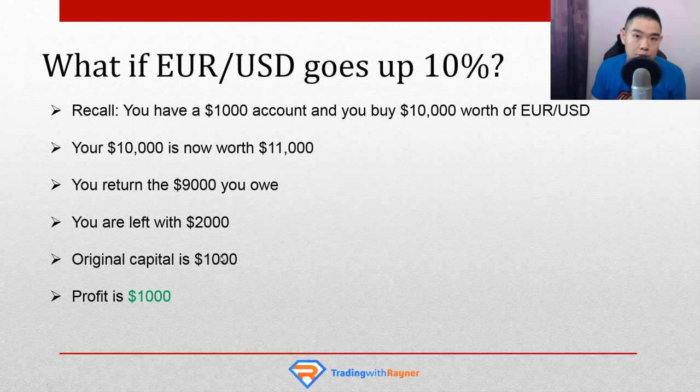First one, market order. Second one is a limit order. Third one is a stop order. And finally, a stop loss order. So let me explain each one of them step by step.